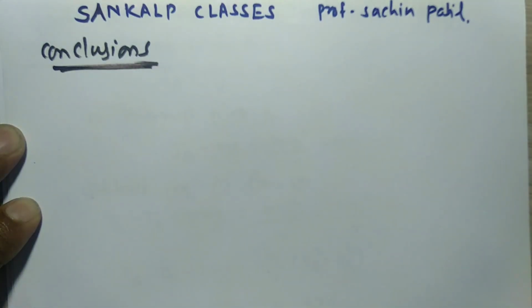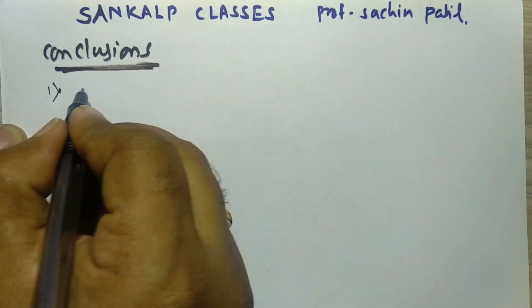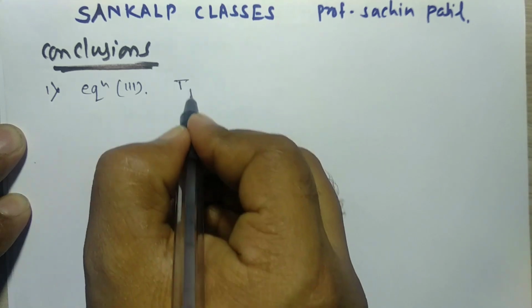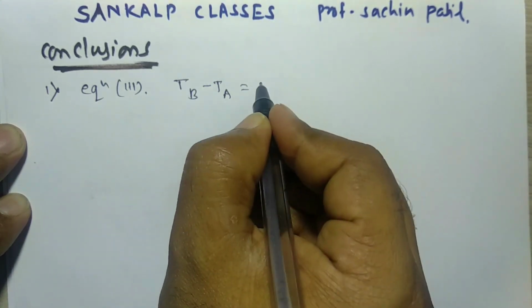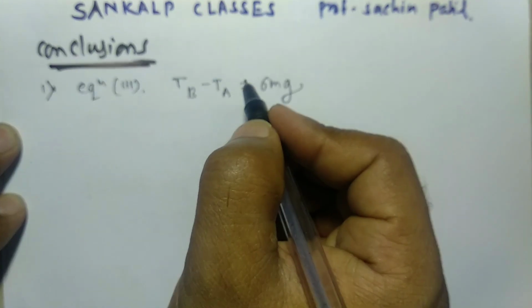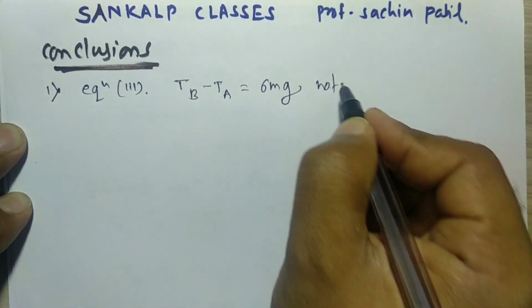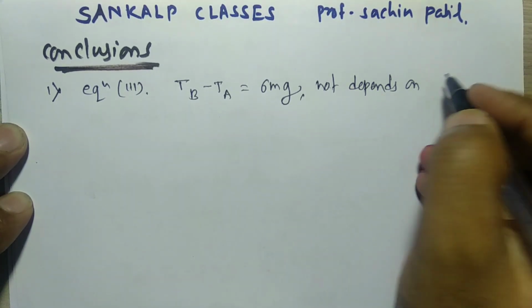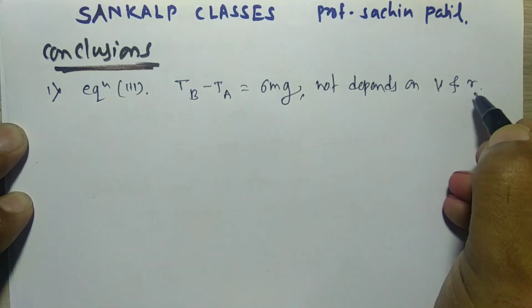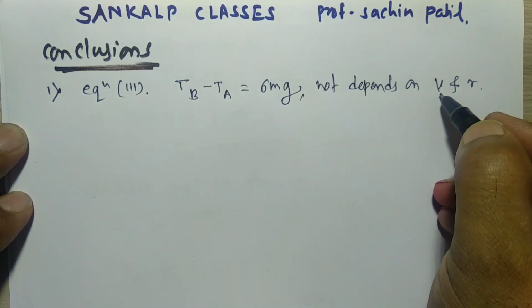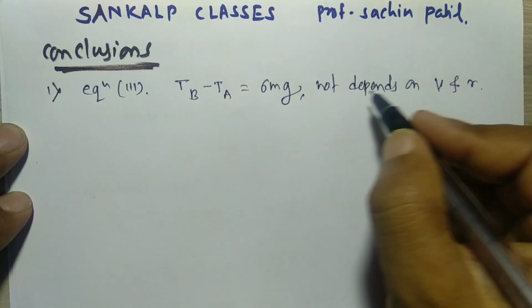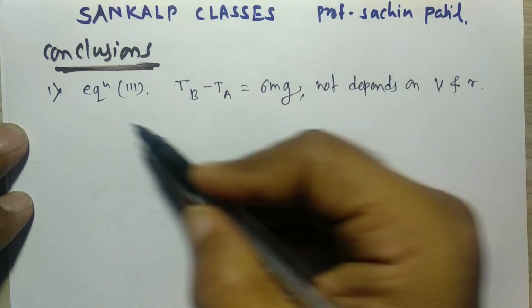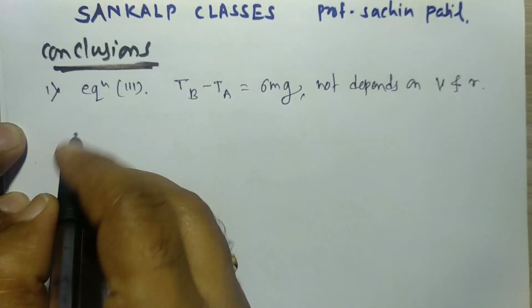The first conclusion is equation 3. That means you will get TB minus TA is equal to 6 mg. This equation does not depend on V and R, that means the radius of the vertical circular motion and the velocity of the particle at any position. This equation does not depend on these two quantities. This is the first conclusion.